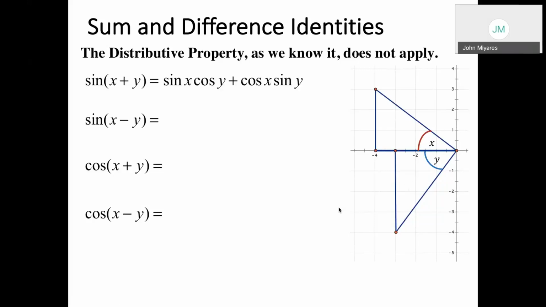The sine of the sum of two angles x and y is going to equal the sine of x times the cosine of y plus the cosine of x times the sine of y. Now, I could have called these angles anything. I could call them A and B, alpha and beta, theta and phi, but ultimately what it breaks down to is that if I'm taking the sine of the sum of two angles, then I want to take the sine of the first angle times the cosine of the second angle plus the cosine of the first angle times the sine of the second angle.